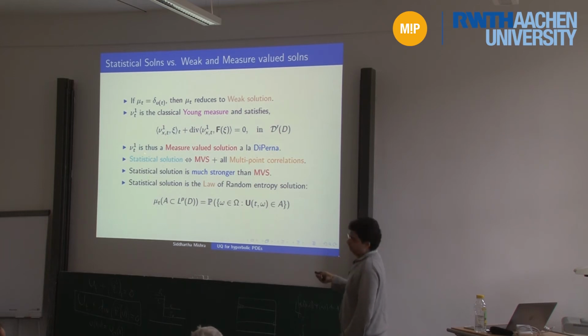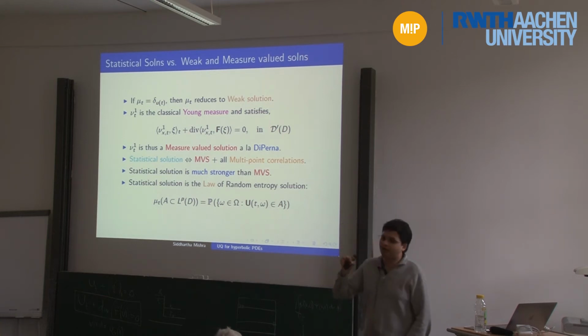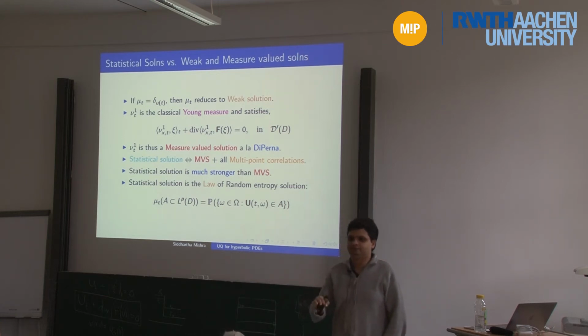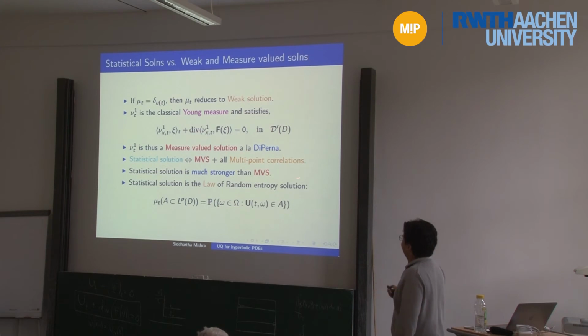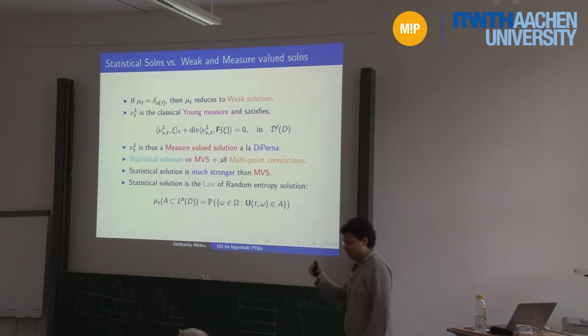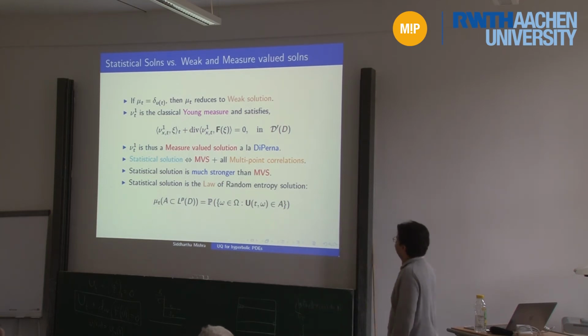So what you should think of in statistical solutions is that it's a measure valued solution as before, one point PDFs, but now you tell the system all possible correlations. Okay, all possible correlations are contained in it. So they are all possible multi-point correlations. A priori, it is much stronger than a measure valued solution, because in addition to the one point PDF, the system knows what is a two point correlation, the system knows what is a three point correlation, the system knows what is a four point correlation, and so on.